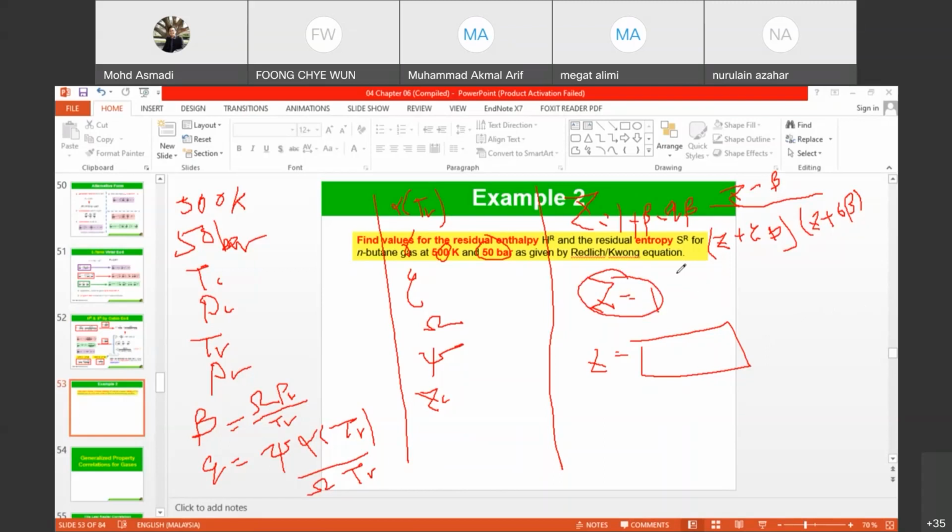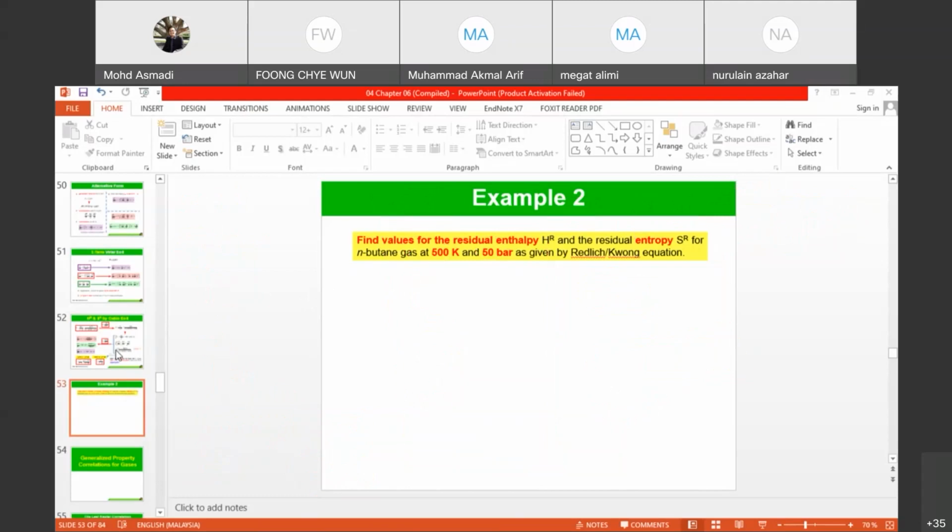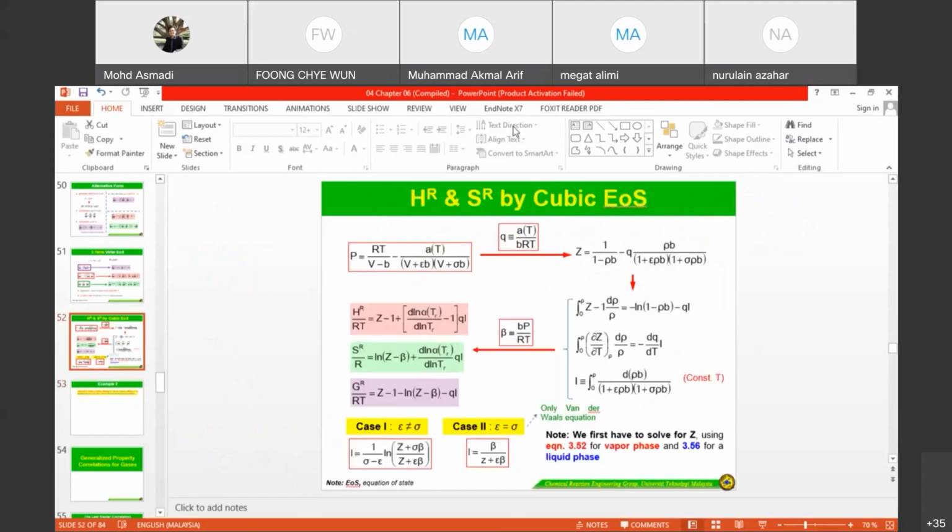So once you determine Z, by using Redlich-Kwong, since in Redlich-Kwong epsilon is not similar with sigma, right? So you have to use case 1. This one I just erased. You have to use this equation to determine I.